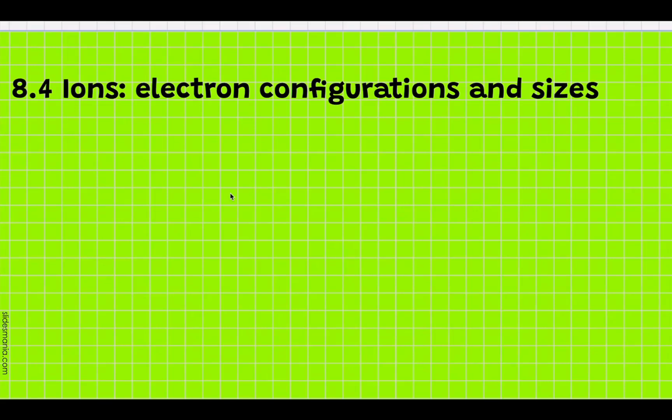Hi, this is an AP Chemistry video. We're going to be covering section 8.4 in Zumdahl. We're going to talk about ions, electron configurations, and sizes.